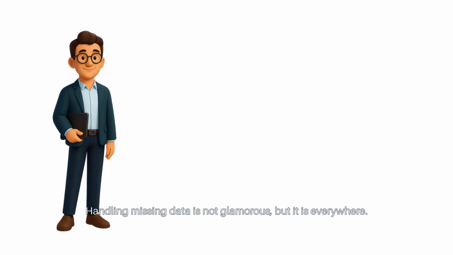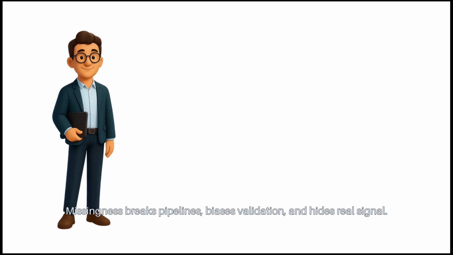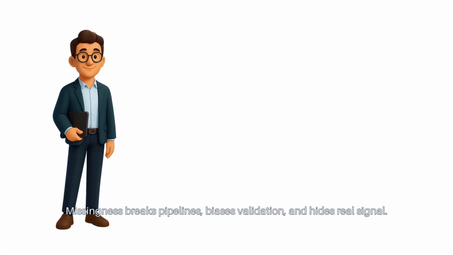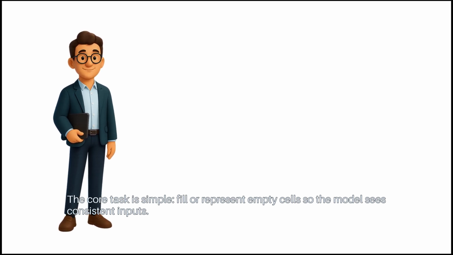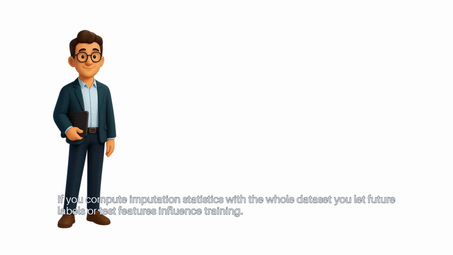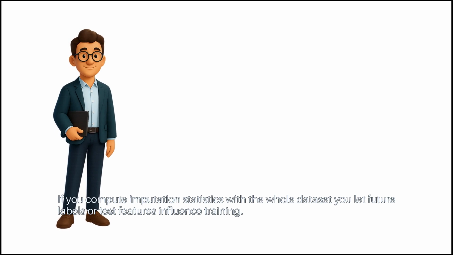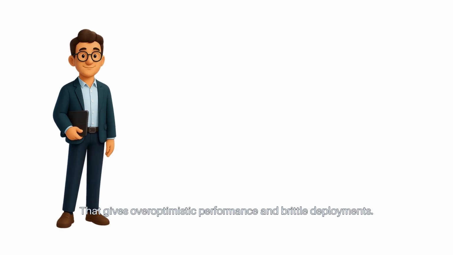Handling missing data is not glamorous, but it is everywhere. Missingness breaks pipelines, biases validation, and hides real signal. The core task is simple: fill or represent empty cells so the model sees consistent inputs. The danger is leakage. If you compute imputation statistics with the whole dataset, you let future labels or test features influence training. That gives over-optimistic performance and brittle deployments.